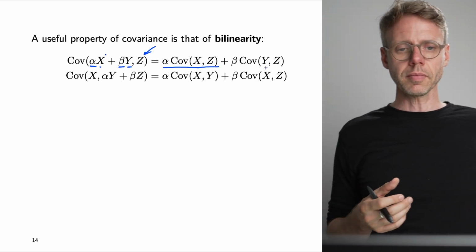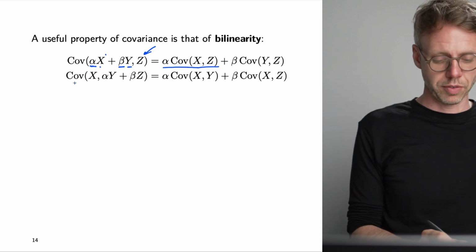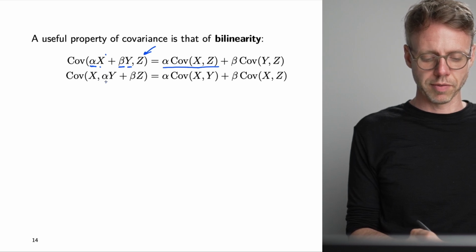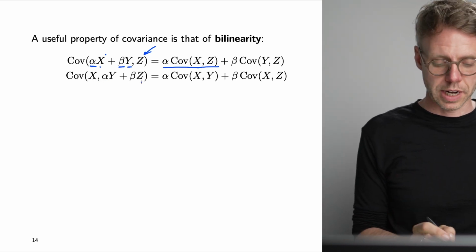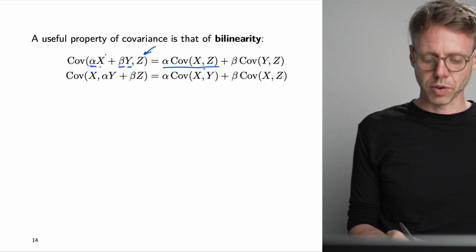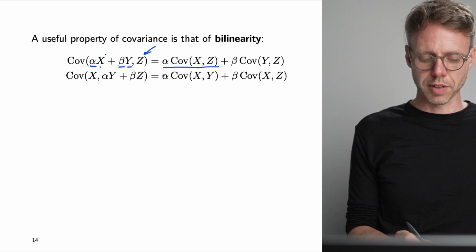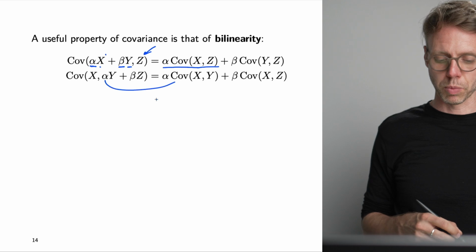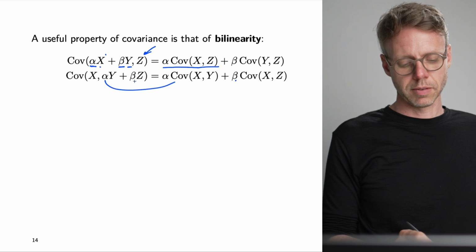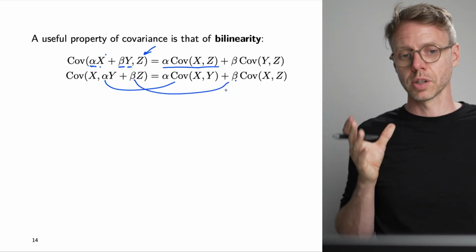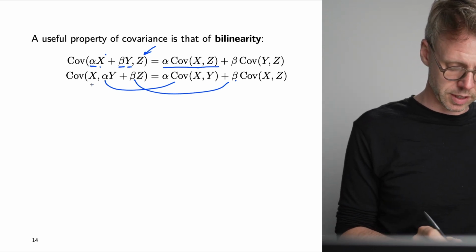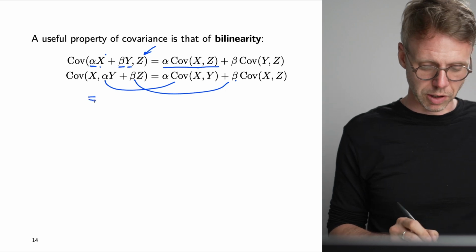And similarly, if we take the covariance of one random variable x with the weighted sum of two random variables y and z, this is equal to alpha times the covariance of x and y, so alpha is the weight applied to y, and beta times the covariance of x and z, where beta is the weight applied to z. Now we can briefly prove the statement. Let's prove the second one. The other one will follow analogously.